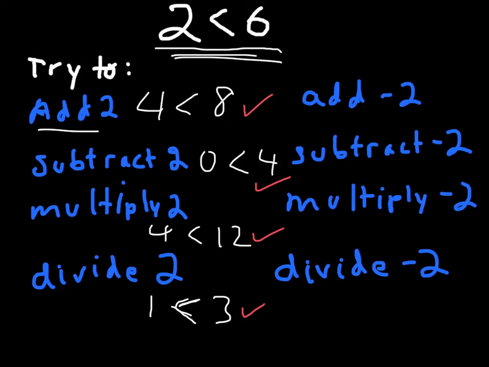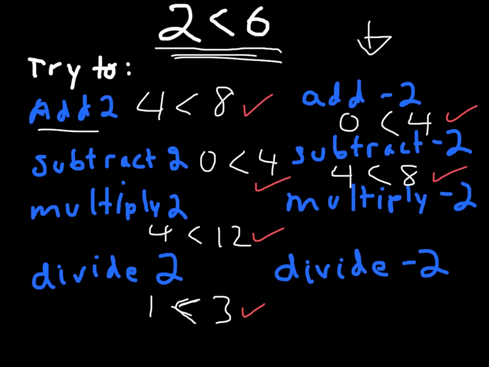Alright, let's try using negative numbers, so using this column. When we add negative 2, 2 plus a negative 2 is 0, and 6 plus a negative 2 is 4. And is 0 less than 4? Yes, gets a check. Next one, subtract negative 2. Remember, subtracting a negative is like adding, so 2 minus a negative 2 is 4, and 6 minus a negative 2 is 8. Is 4 less than 8?